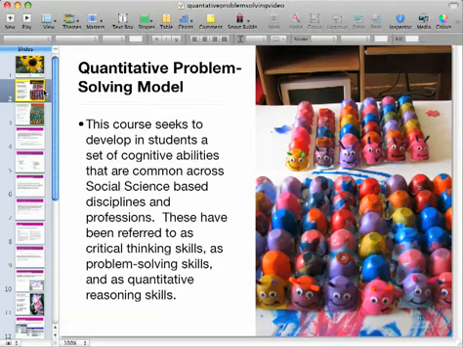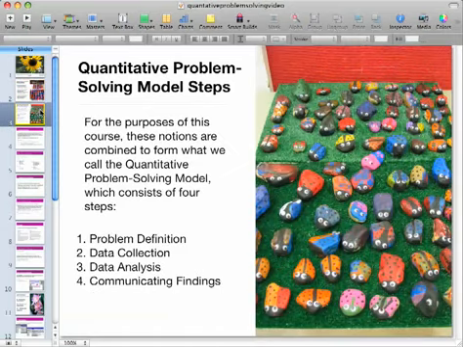The biggest part of Social Work 300 is really about you, the student, the learner, using your critical thinking skills and problem solving skills and quantitative reasoning skills to figure out a solution to a problem or why things are the way they are.